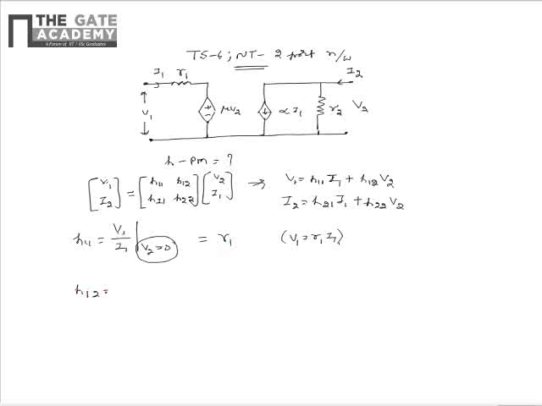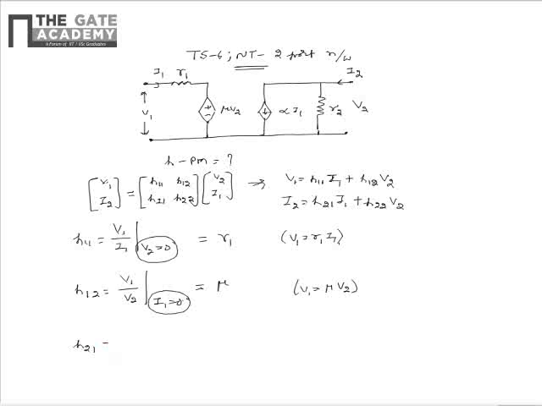Similarly, H12 can be written as V1 by V2 with I1 is equal to 0. That is, when the input terminals are kept open, we need to find the ratio of V1 by V2 to get H12. And we see that when the input terminals are kept open, V1 is equal to nu V2. From this we can say that H12 is nu.